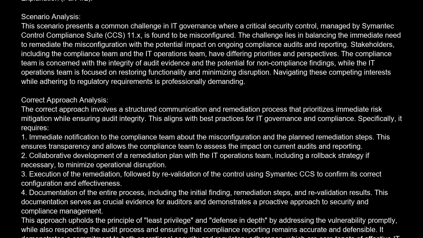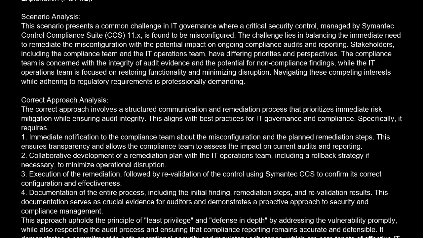The challenge lies in balancing the immediate need to remediate the misconfiguration with the potential impact on ongoing compliance audits and reporting. Stakeholders, including the compliance team and the IT operations team, have differing priorities and perspectives. The compliance team is concerned with the integrity of audit evidence and the potential for non-compliance findings, while the IT operations team is focused on restoring functionality and minimizing disruption. Navigating these competing interests while adhering to regulatory requirements is professionally demanding.